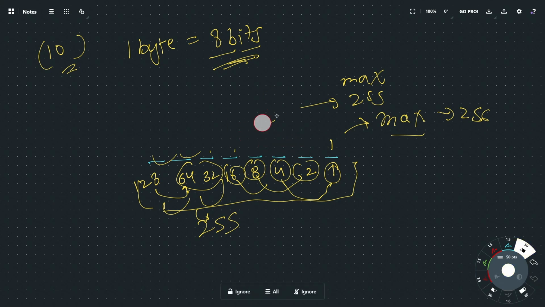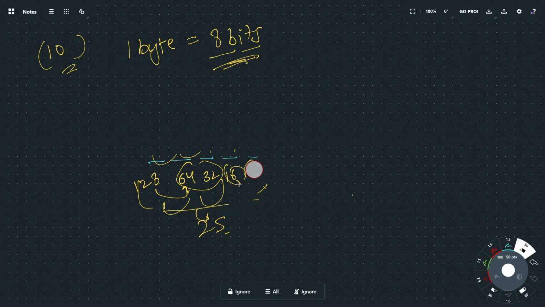I'll just remove this all. Right, so you do understand the range from 0 to 255, right? I'll write it down again on the top.